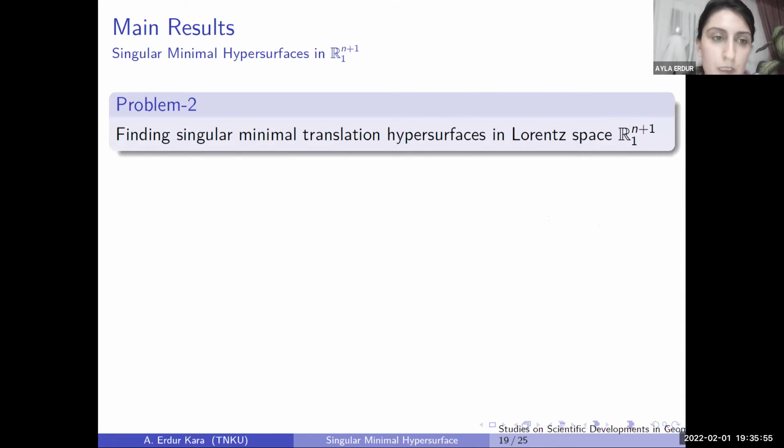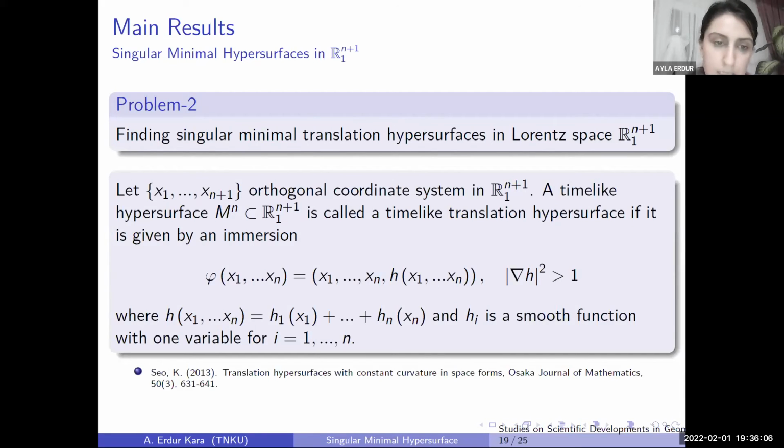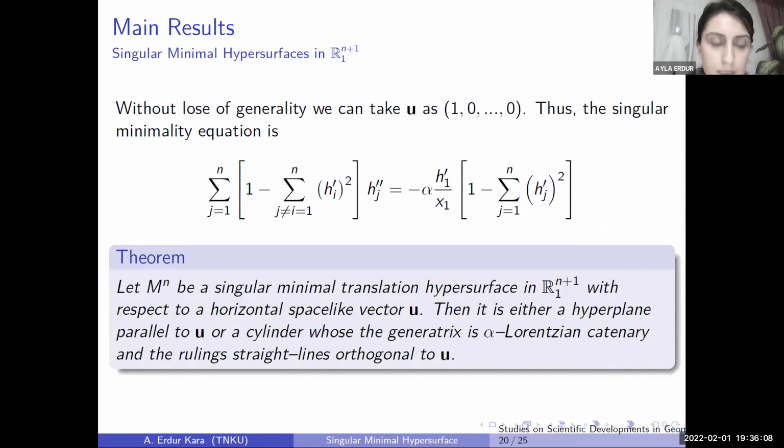Problem 2: finding singular minimal translation hypersurfaces in Lorentz space. As a result, we find: let M be a singular minimal translation hypersurface with respect to a horizontal spacelike vector Y, then it is either a hyperplane parallel to Y or a cylinder whose generatrix is an alpha-Lorentzian catenary and whose rulings are straight lines orthogonal to Y.